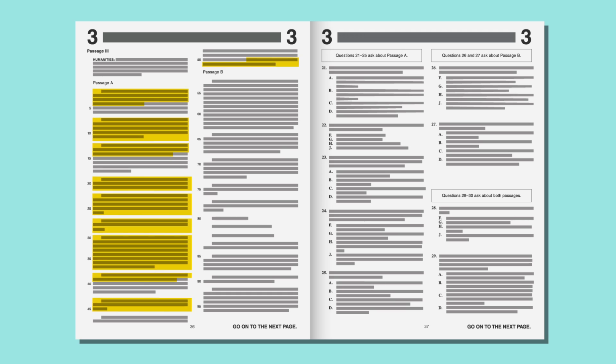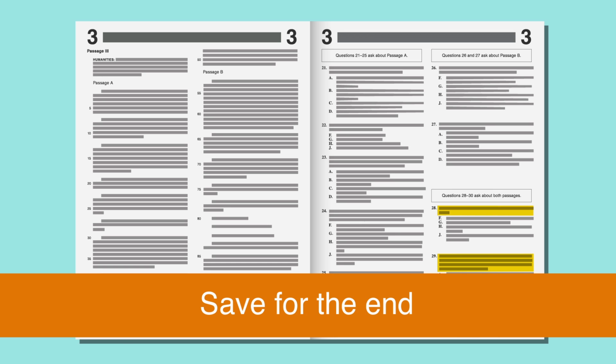First, read the focus points for passage A. Then answer the questions that are given for that passage only. Next, read the focus points for passage B. Then answer all of the questions for that passage. Now you're ready to get into the questions about both passages, which you'll want to save for the end once you're familiar with both of the passages.